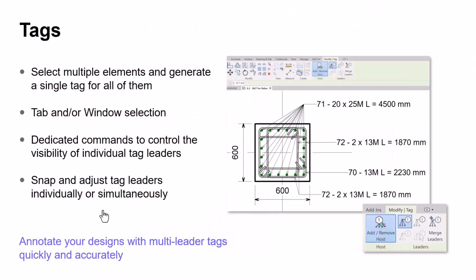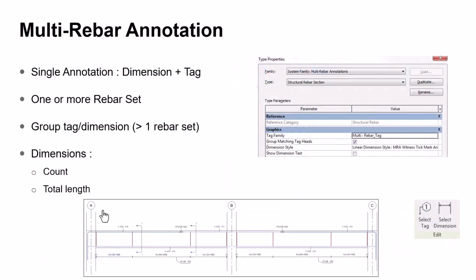Tagging is also essential for clear and accurate documentation because it links model elements directly to their data. Tags automatically read parameters from the model, so any change in geometry or properties updates the drawings instantly. In Revit, we can tag multiple rebars with one leader or with multiple leaders, control the visibility of leaders, and adjust them individually or all at once, making annotation fast and reliable.